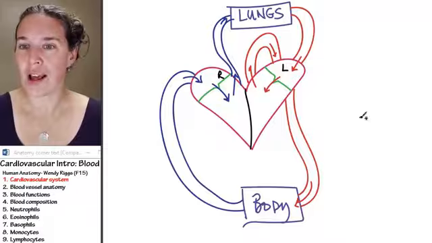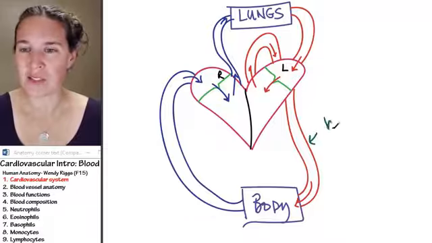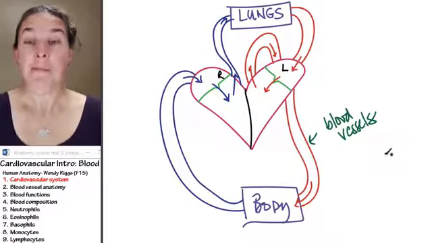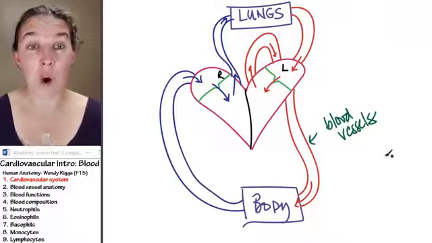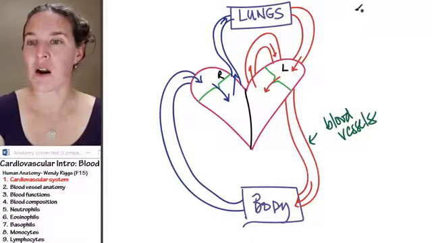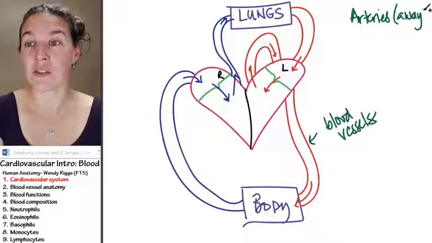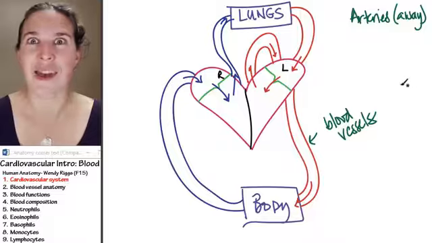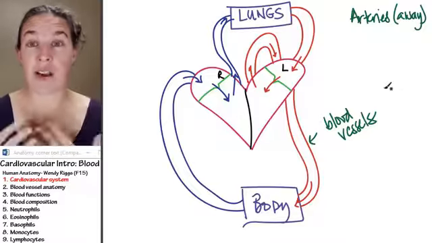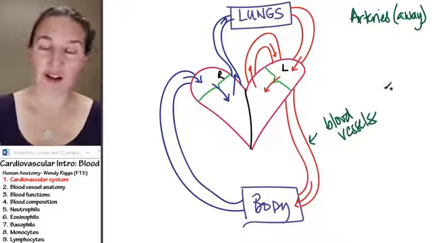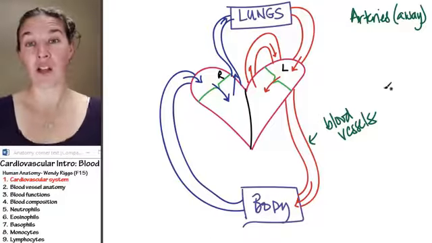First of all, I really want to look at these blood vessels. We have multiple flavors of blood vessels. Blood vessels that carry blood away from the heart are arteries. I remember this because arteries starts with an A, and so does away. So arteries are carrying blood away from the heart. Most arteries, but not all, are carrying freshly oxygenated blood.